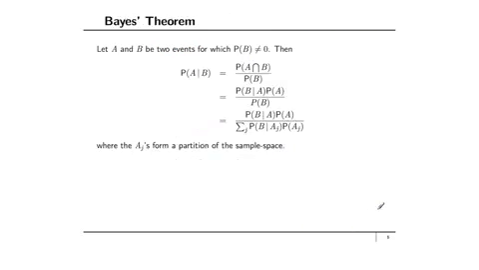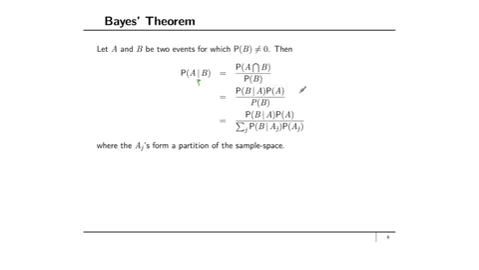Okay, let's talk a little bit now about Bayes' theorem. Let A and B be two events for which the probability of B is non-zero. Then, the probability of A given B, and this is notation we'll use throughout the course, where this vertical line means it's a conditional probability, so it's the probability of A given that B has occurred, is equal to the probability of A intersection B divided by the probability of B. Alternatively, we can write this numerator, probability of A intersection B, as the probability of B given A by the probability of A.